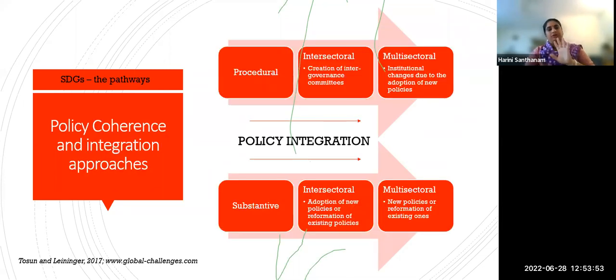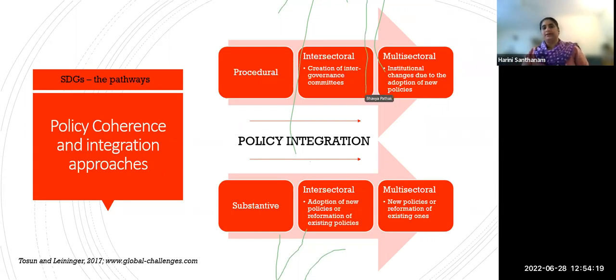So I'm going to explain this again in a different way. The procedural approach means, on an intersectoral scale, the creation of intergovernance committees. That means we are creating some sort of boards or governance units which can help us to achieve sustainable development. That is the first part.